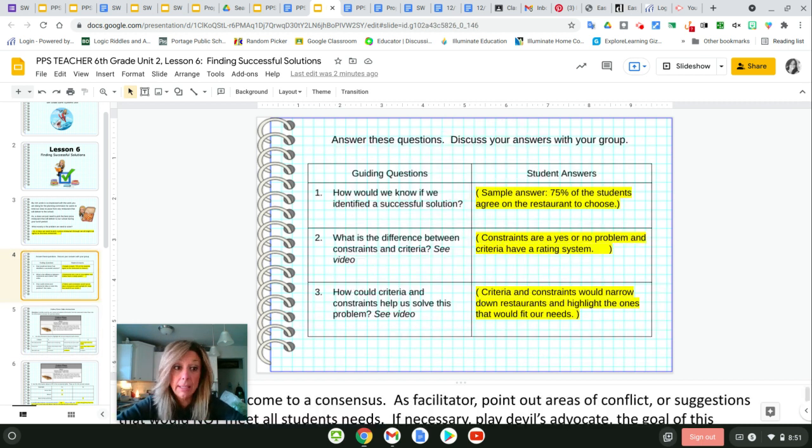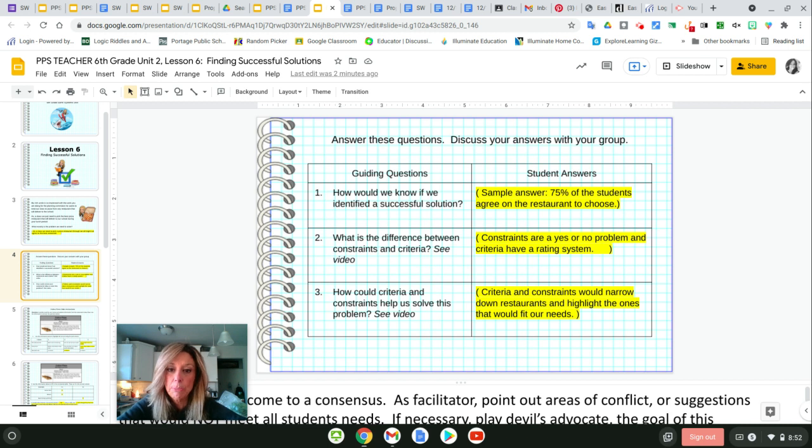Okay, so back to these questions. How would we know if we identified a successful solution? An answer could have been maybe 75% of the students agree on the restaurant to choose. We may not please everybody, but the majority might work. That was a sample answer. You might have something a little bit different than that, and that's okay.